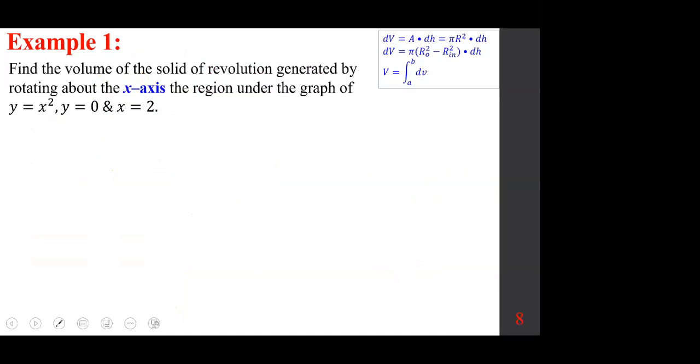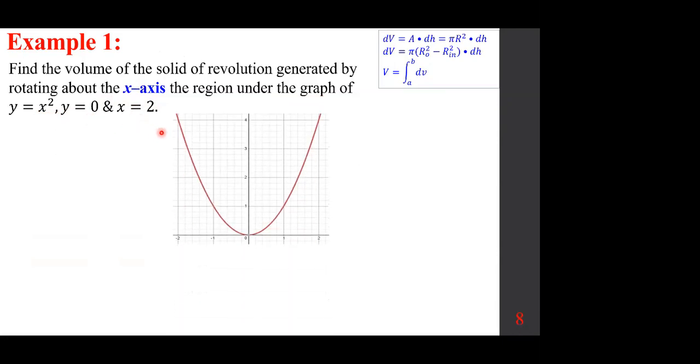Let's look at this example. We want to find the volume of a solid of revolution generated by rotating about the x-axis the region under the graph of this function. So we're going to graph this function, and it's bounded by these three, right? The function, y equals 0, x equals 2, and here's what you have. Okay. Now, y equals 0 is the x-axis, x equals 2 is a vertical line. So we are looking at this shaded region, class. This is the region of interest, okay?